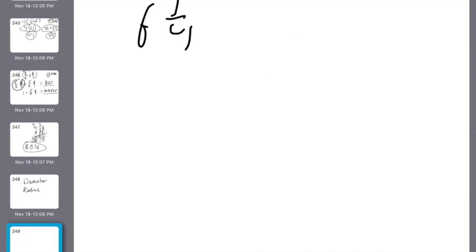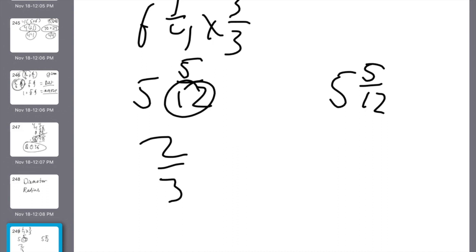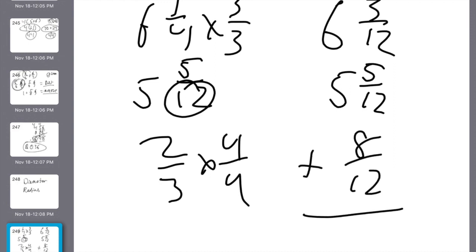Number 26. I have 6 1/4, 5 5/12, and 2/3. Common denominator is 12, so that one stays by itself. This one I'm going to multiply by 3 on. That gives me 6 3/12. This one I'm going to multiply by a 4 on. That gives me 8/12. Now it's straight addition, guys.